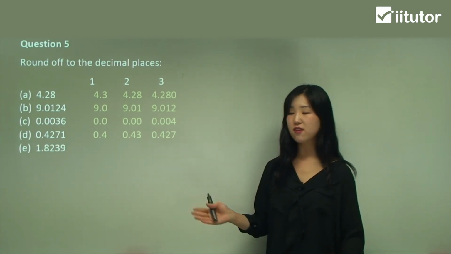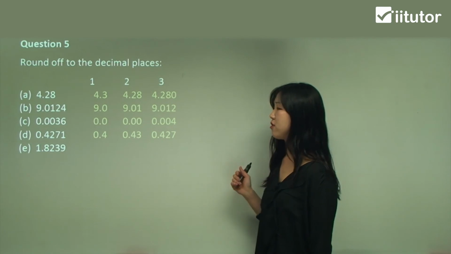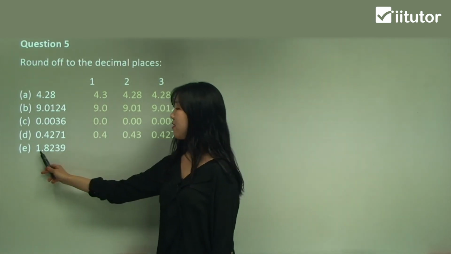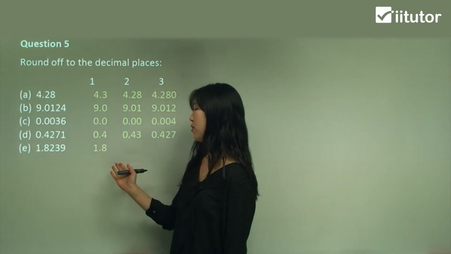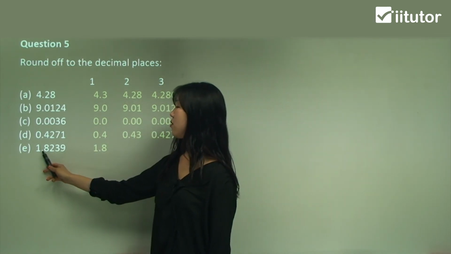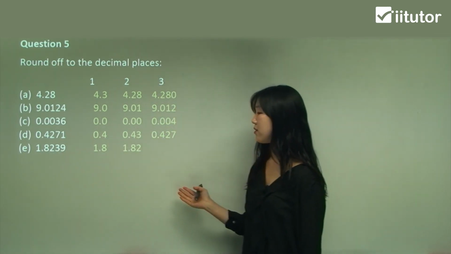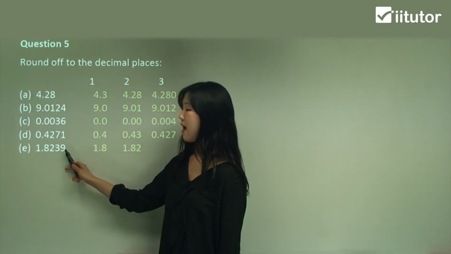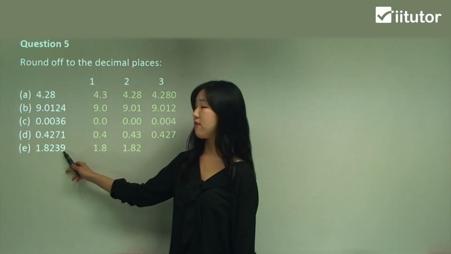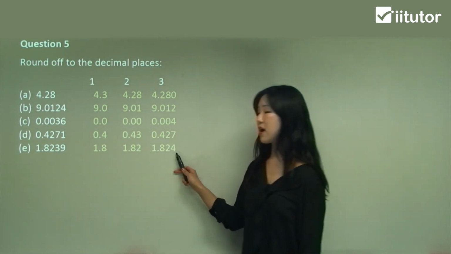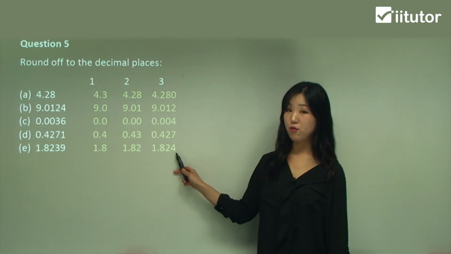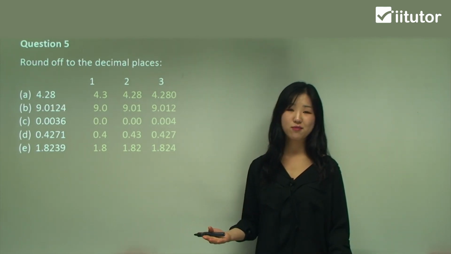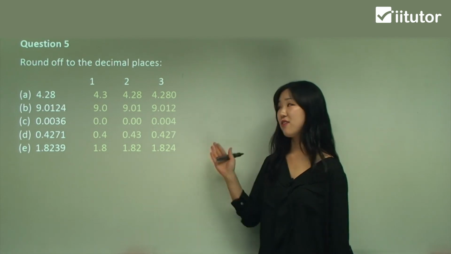If you've got the gist of this, try this on your own, just to give yourself some challenge. Now, one decimal place is just 1, so it's just 1.8. Two decimal places, 1, 2, so 1.82. And three decimal places, 1, 2, 3. And you can see that the next number is greater than 5, so this 3 now becomes a 4, so 1.824. Pretty simple, right? So you should be able to do 4 decimal places, 5 decimal places, as many decimal places as the question asks.